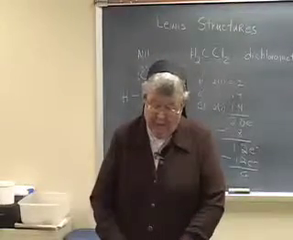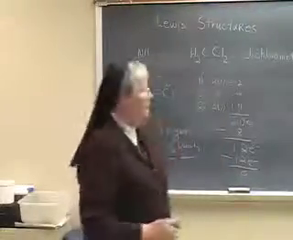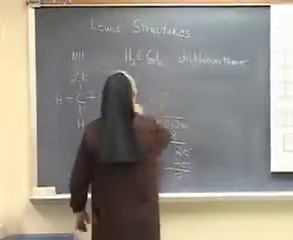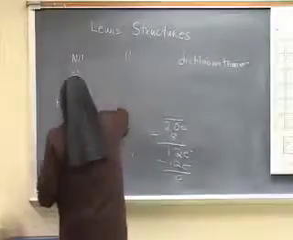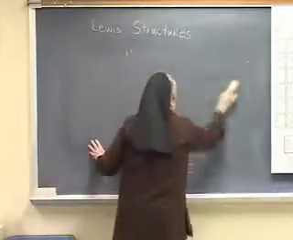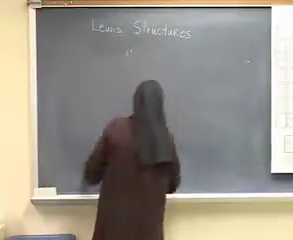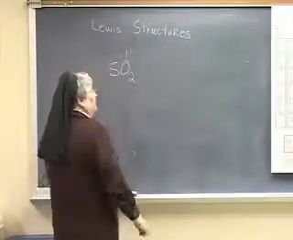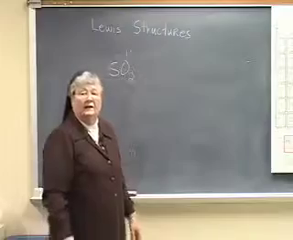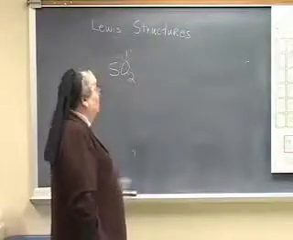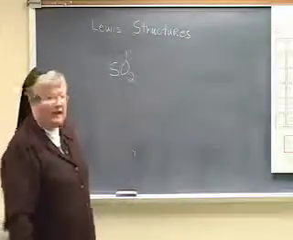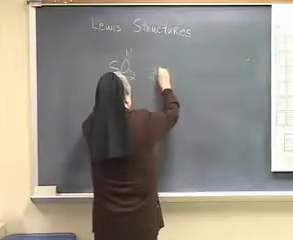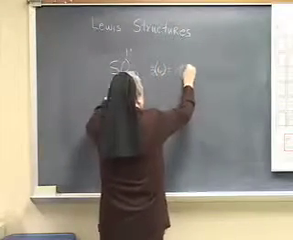Let's do one more in which we might have to make a different decision. We'll do SO2, sulfur dioxide. Sulfur dioxide, both oxygen and sulfur are in group 6A. So each one brings 6, 3 times 6. We've got 18 electrons to deal with.